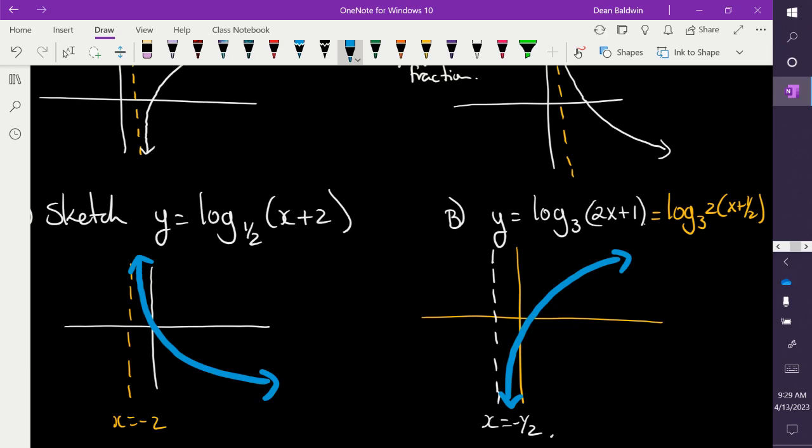Remember, you have to factor out a 2. So you get x plus a half. So the h value is -1/2. It is growth because the base is 3. Remember this? Okay, this is what I expect you to know. On a log graph, be able to draw the vertical asymptote, and say if it's growth or decay.